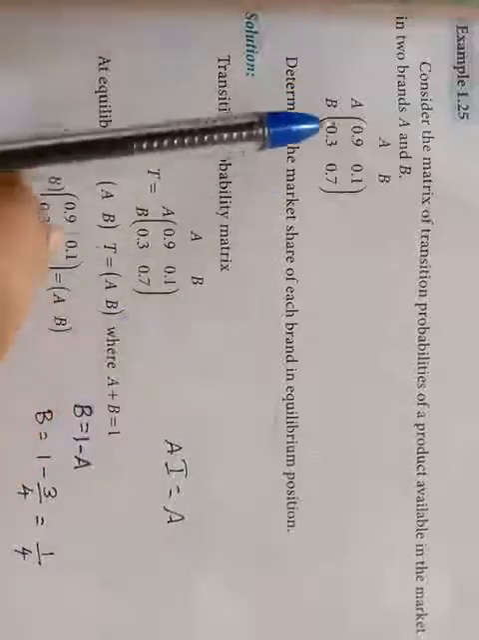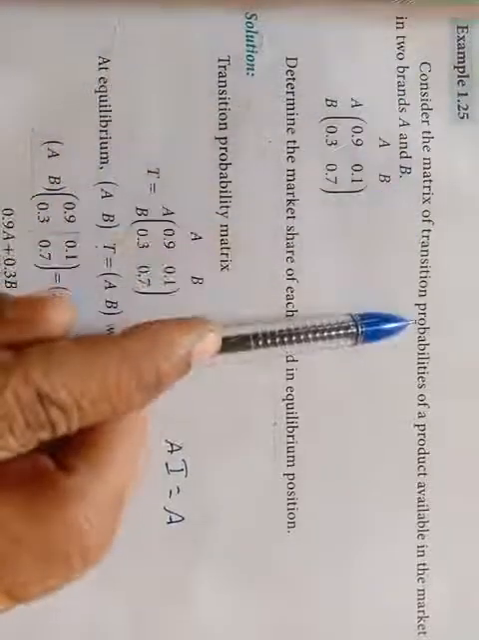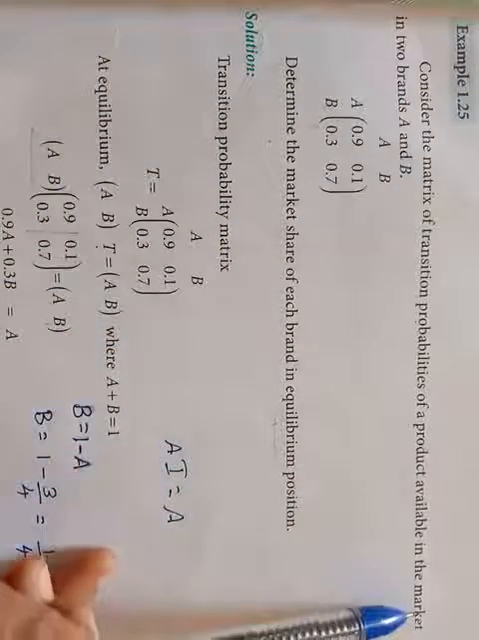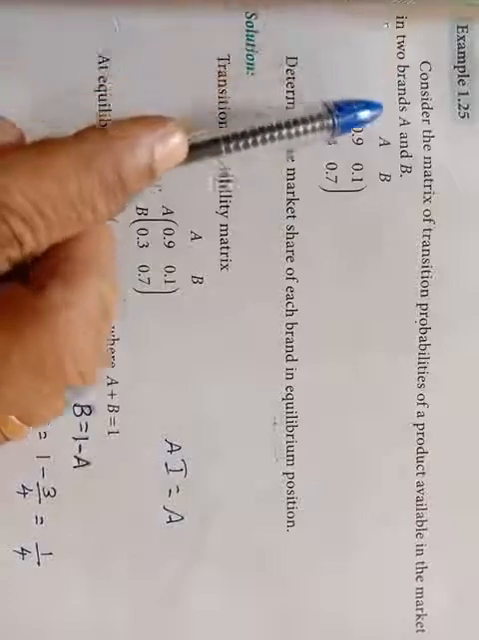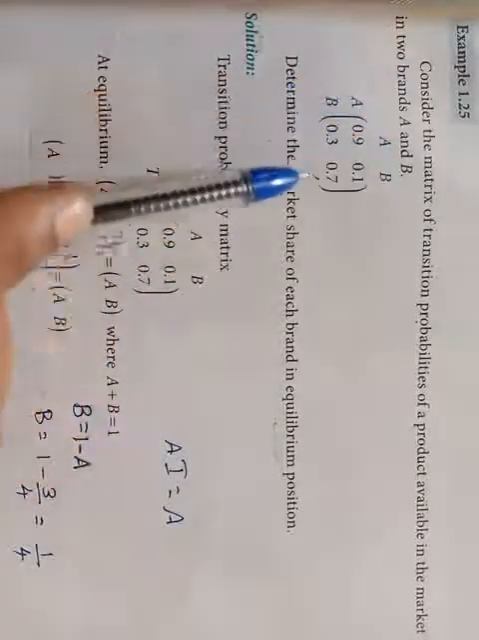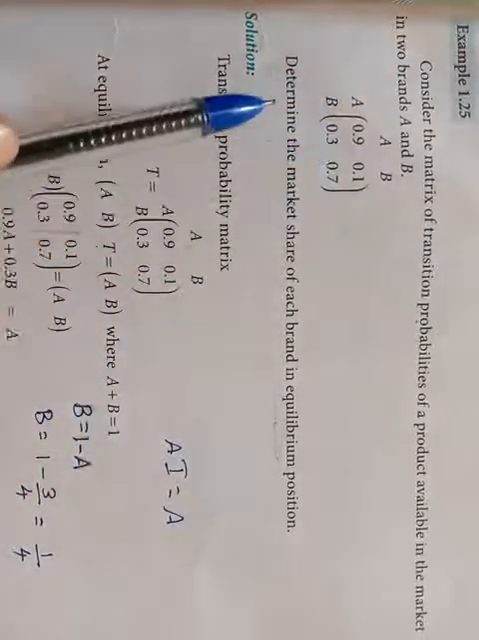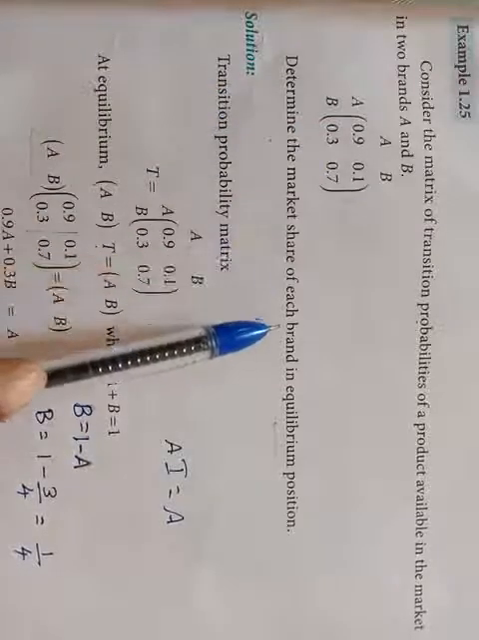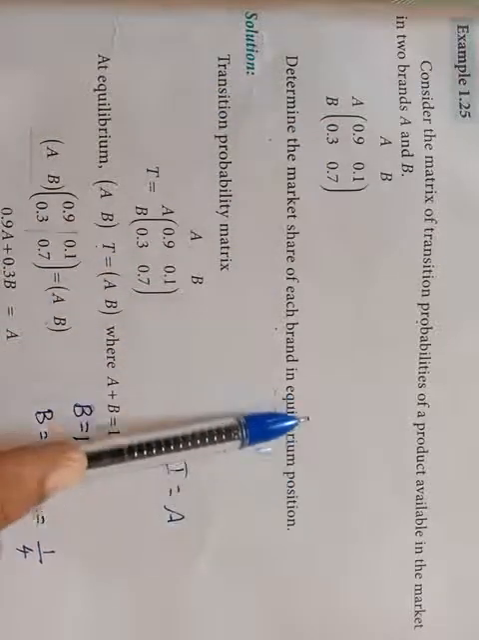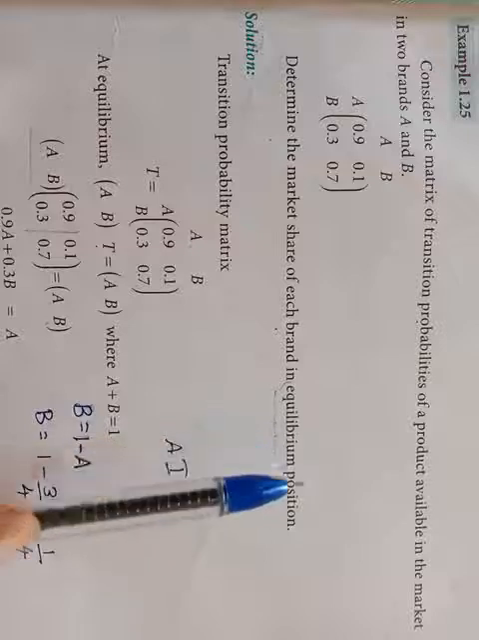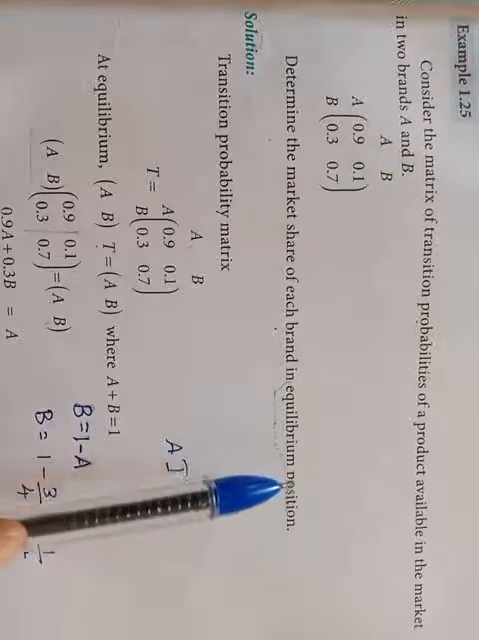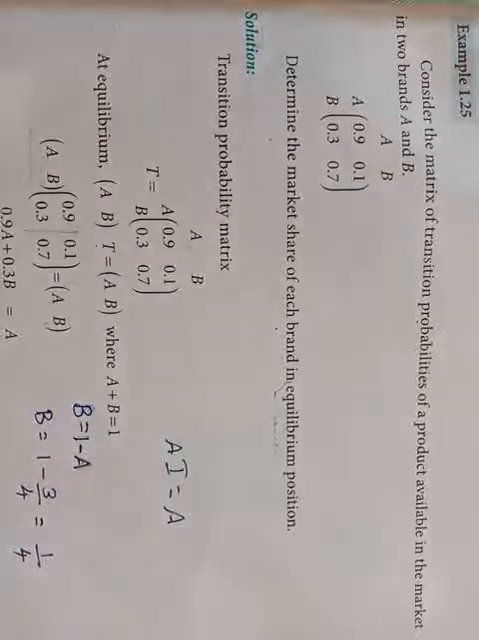This sum is an example of equilibrium. Consider the matrix of transition probability of a product available in the market in two brands A and B. The transition probability matrix is given in the question itself. Determine the market share of each brand in the equilibrium position. Equilibrium means no more change will happen in the distribution.